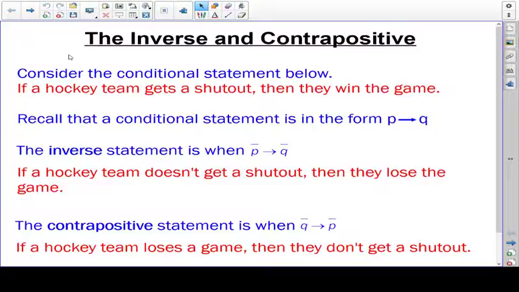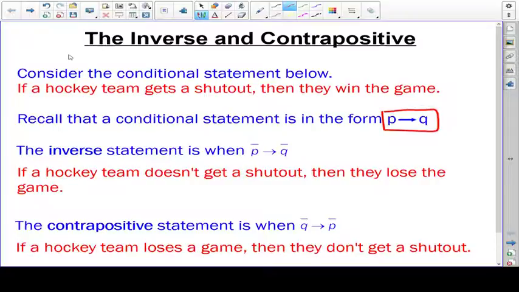If a hockey team gets a shutout, then they win the game. This statement is in the form P implies Q. Okay. If this happens, then this happens. Now, we're not going to talk right now about the converse because we talked about that yesterday.